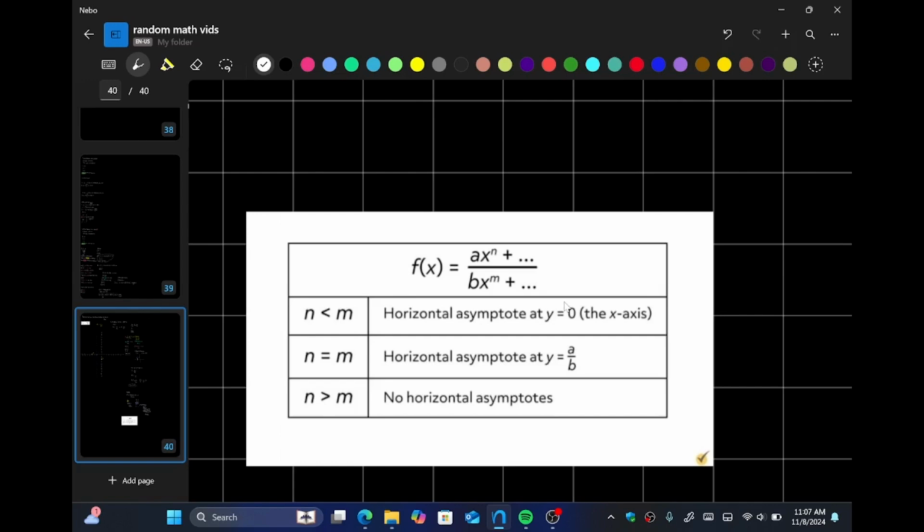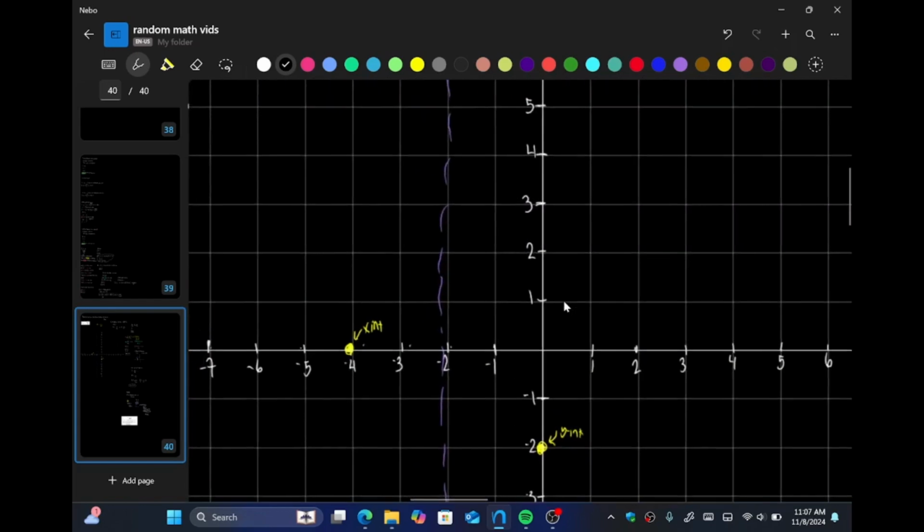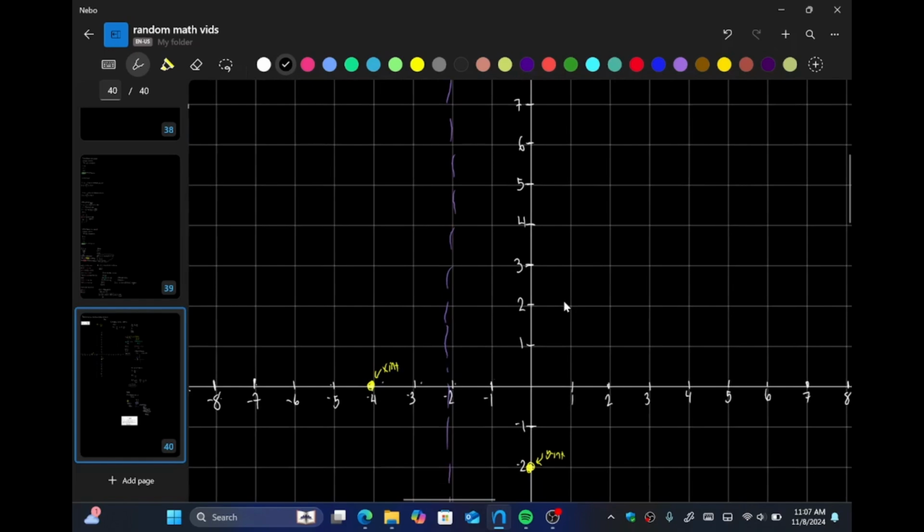If m is equal to n, it's really the ratio of the leading coefficients, so a over b. Just remember, guys, a horizontal asymptote is always a dashed horizontal line. And if n is greater than m, there's no horizontal asymptote. When this happens, we call this a slant asymptote, but that's not related to this video exactly. That's another kind of rational function that I might go over later.